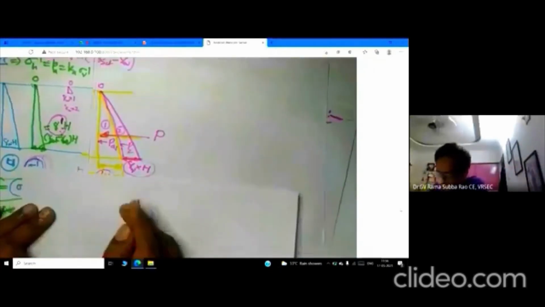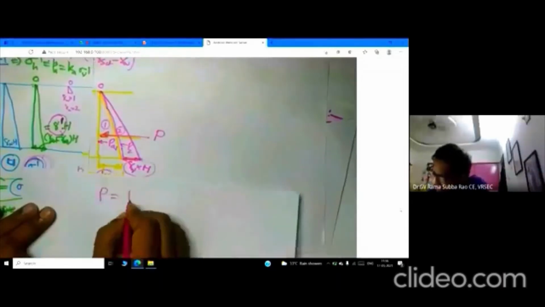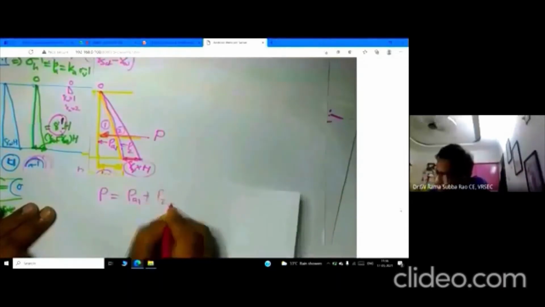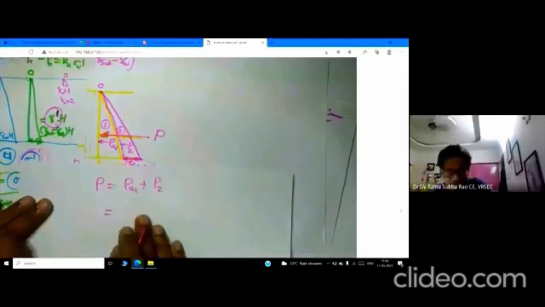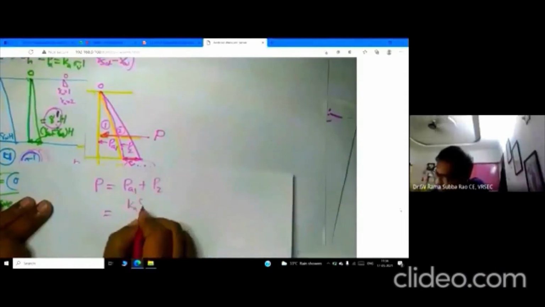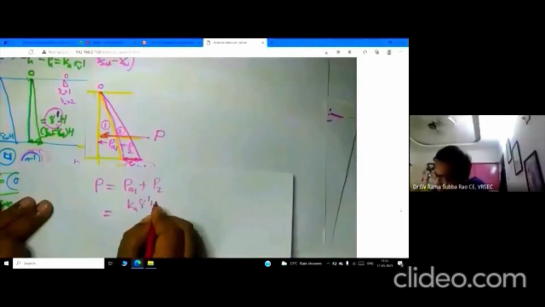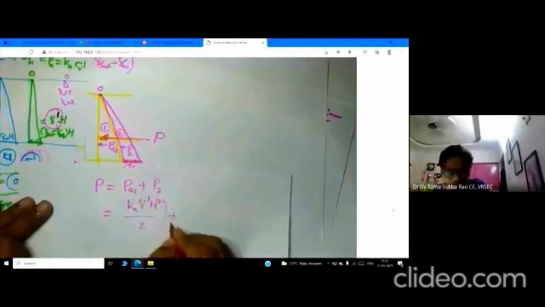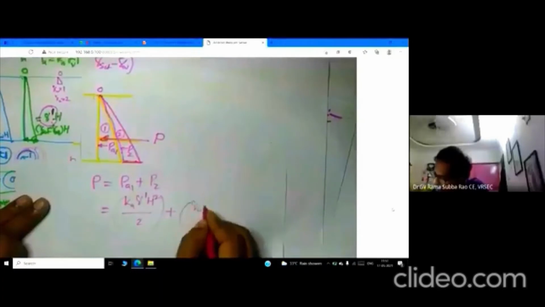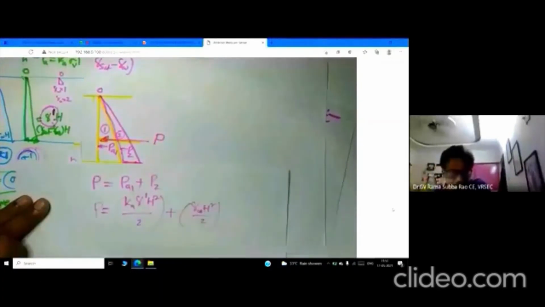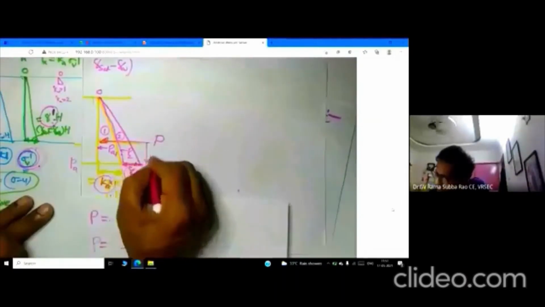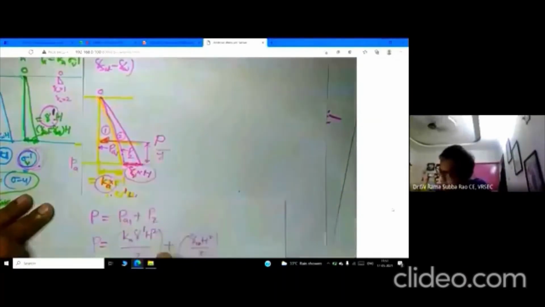Here you see, I want to calculate capital P, which is PA1 plus PA2. Now I know how to calculate PA1. It is Ka gamma prime h square by 2, plus gamma W into h square by 2. This is capital P. Now how to calculate y bar?